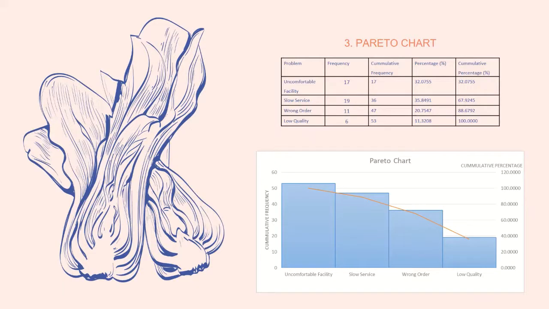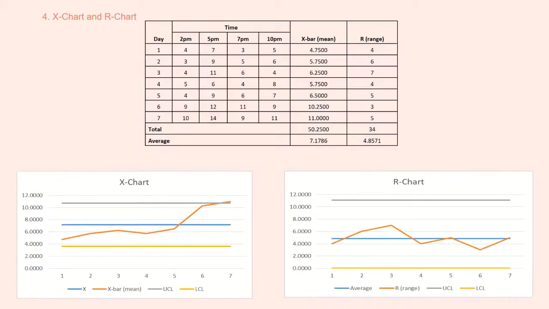Then we move to the Pareto chart. The Pareto chart is produced to analyze the major problem. From the Pareto chart, we can conclude that Deli Foodie stall mostly has problems of uncomfortable facility and also slow service.